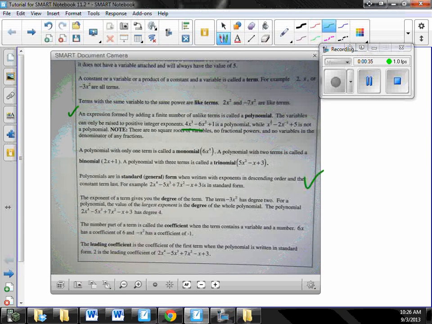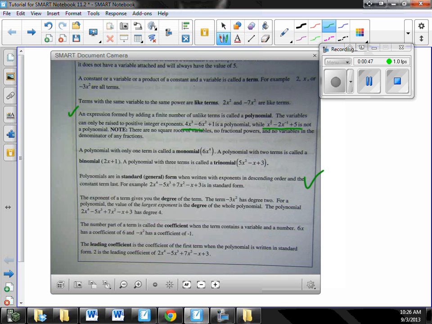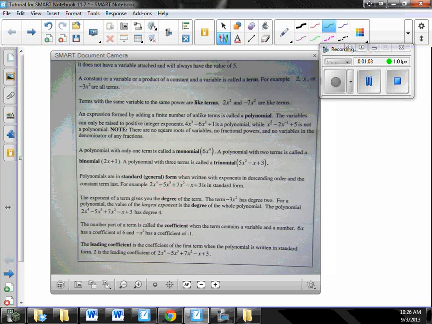4x to the third minus 6x squared. The first one is a polynomial. The second one, x raised to the 3 halves minus 2x to the negative 1, is not a polynomial. And then it gives you some useful information. It says there are no square roots of variables, no fractional powers, and no variables in the denominator of any fractions. If you see any of those, then the expression is not a polynomial.